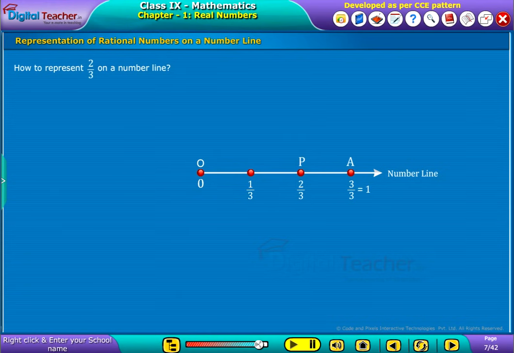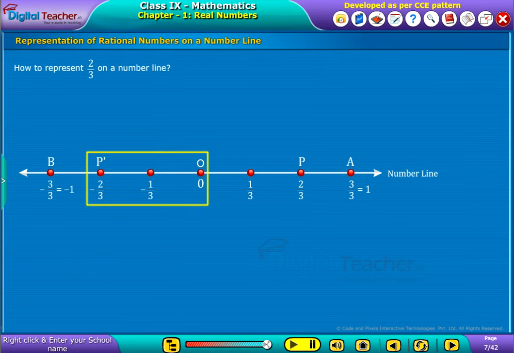And similarly, for representation of the rational number minus 2 by 3, set off equal distance to the left side of O, that is OB. And then divide OB into 3 parts. The segment OP' consists of 2 parts out of 3. Thus, the point P' represents the rational number minus 2 by 3.